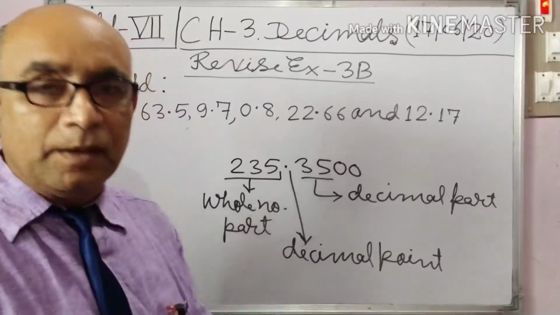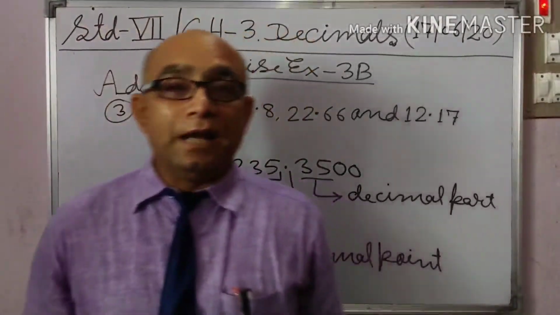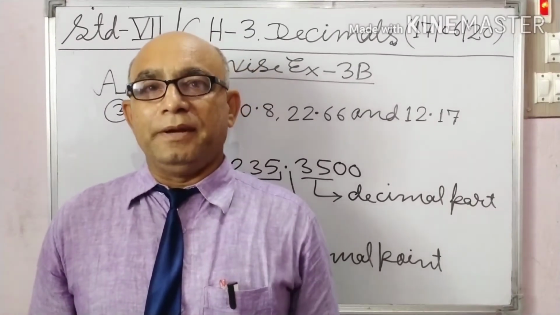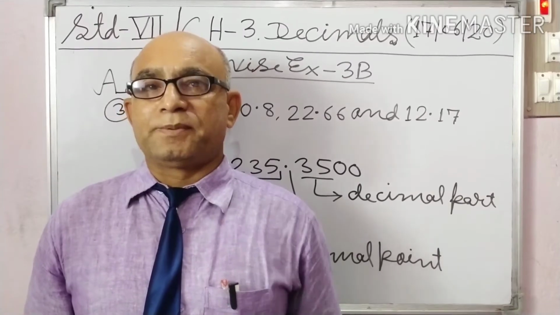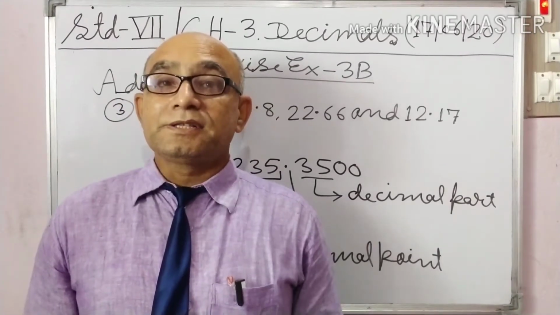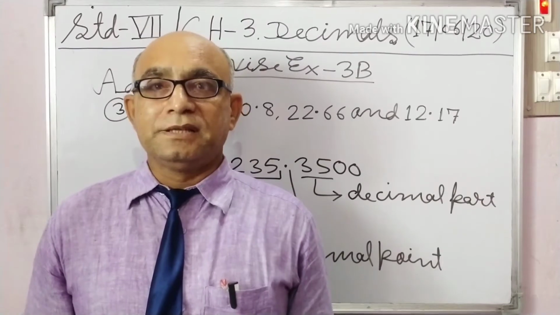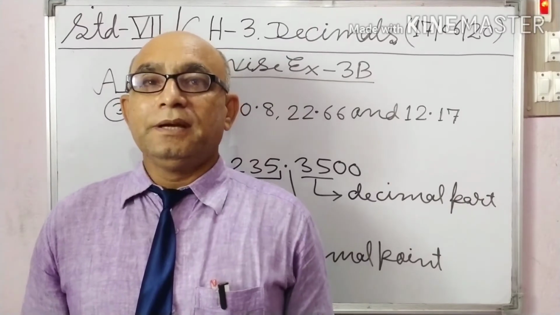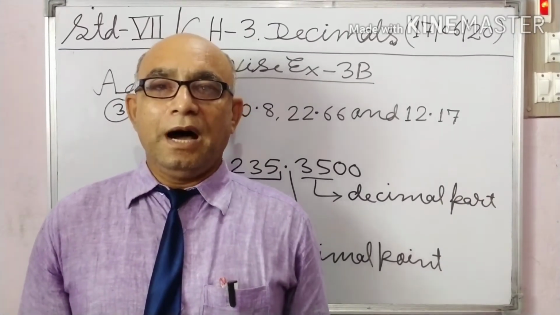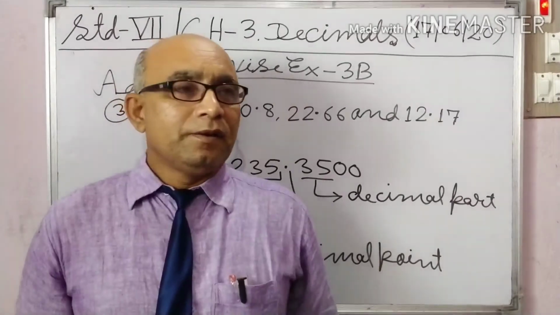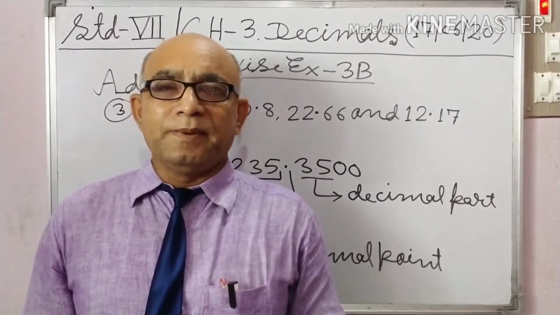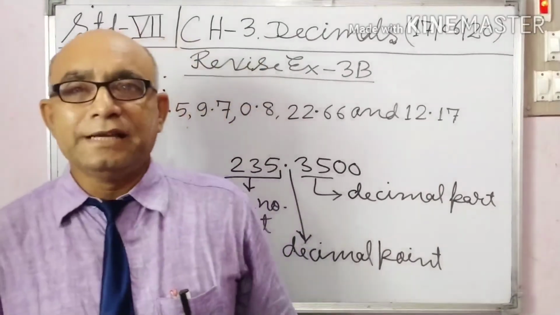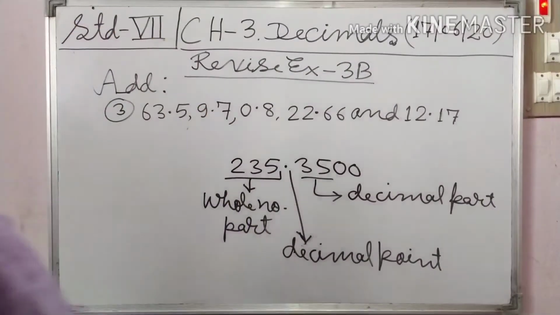Other things are like decimals and unlike decimals. Decimals having the same number of decimal places are called like decimals. Unlike decimals have a different number of decimal places. We know unlike decimals can be changed into like decimals by putting the number of zeros.